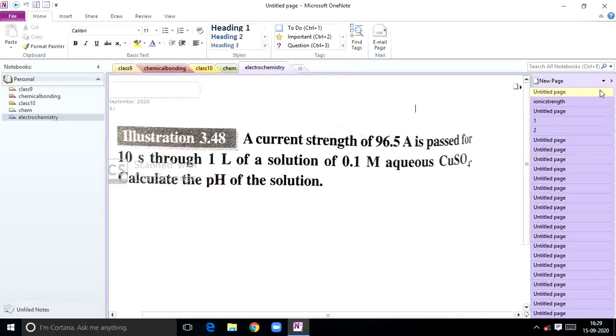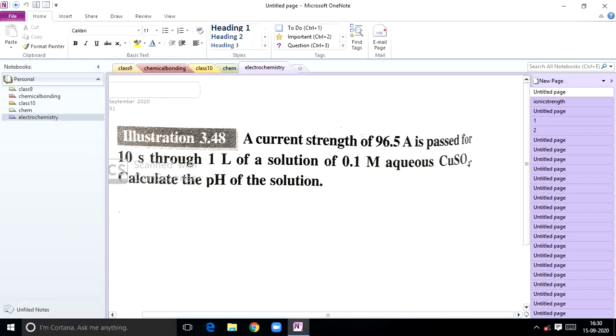Next, see this question. A current strength of 96.5 ampere is passed for 10 seconds through 1 liter of 0.1 molar aqueous copper sulfate solution. Calculate the pH of the solution.